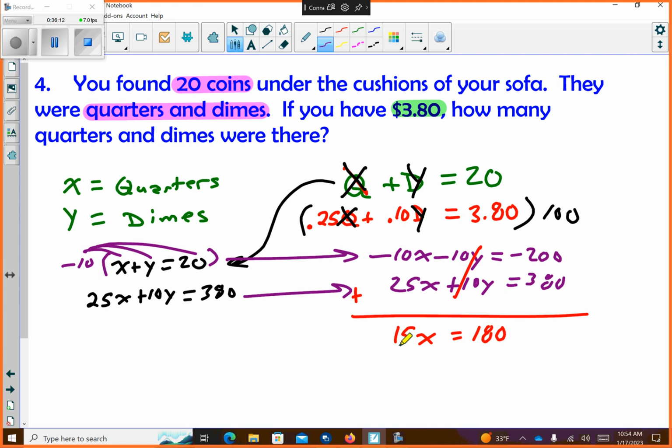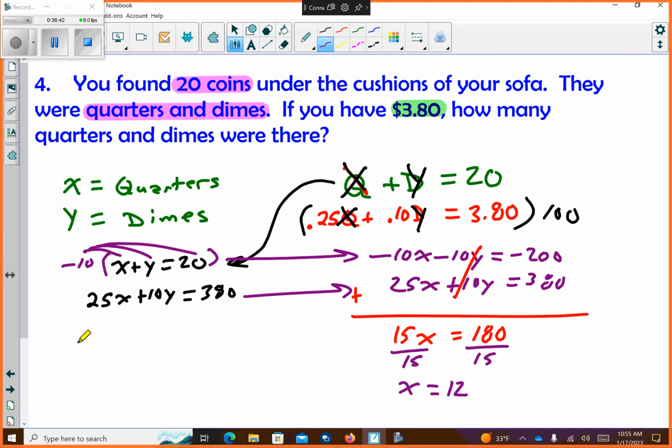And boy, I just wish we could use calculators in this class. 180 divided by 15 is anybody? How much? 12. There we go. Hey, friends. You shouldn't get a decimal. If you got a decimal, you might have made a mistake.